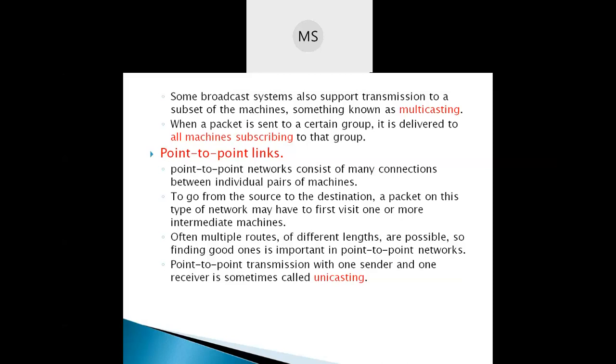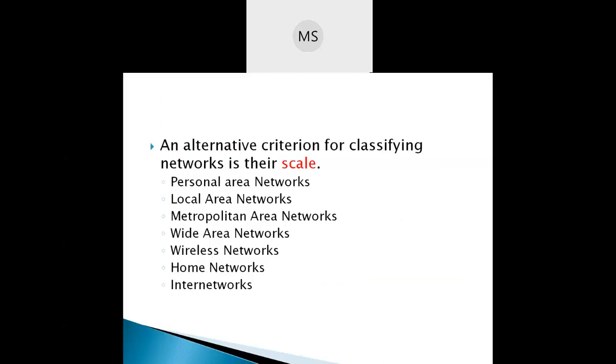Point-to-point transmission with one sender and one receiver is sometimes called unicasting. So data transmission can be unicasting, multicasting, or broadcasting. Unicasting means only one sender and one receiver. Multicasting means transmission of data to a group of systems, and broadcasting means transmission of data to all the systems connected in the network. That is broadcasting.